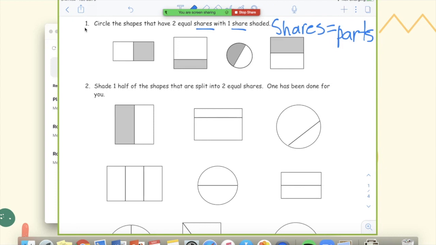So they all show 1 share shaded, but are they equal? Okay, so let's go through. I'm going to circle this one because the 2 shares are equal and 1 is shaded.